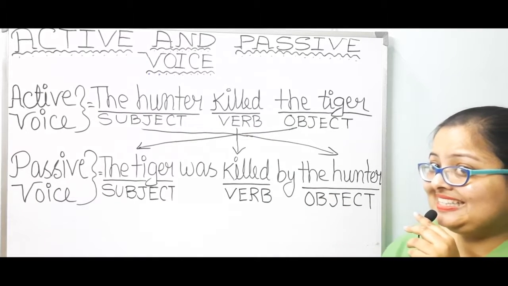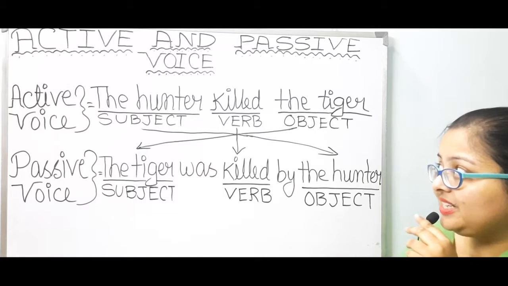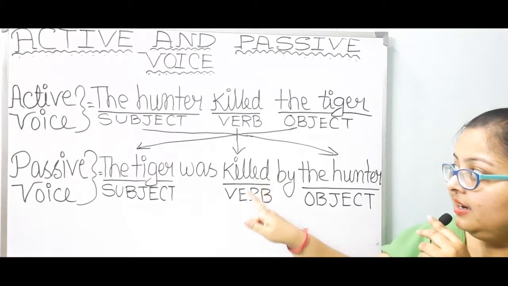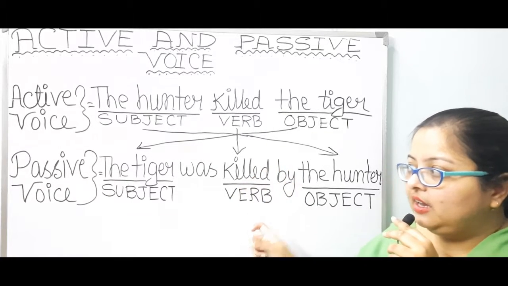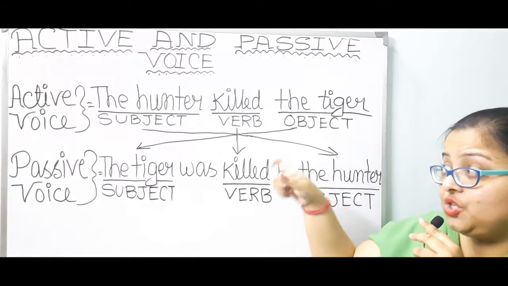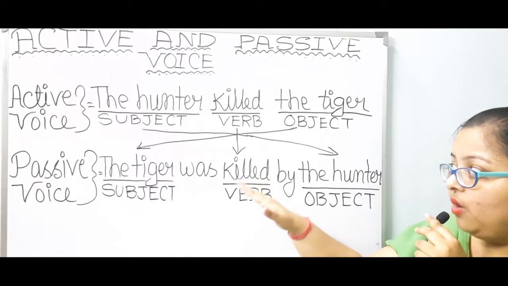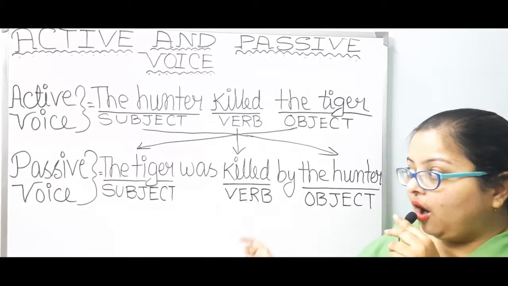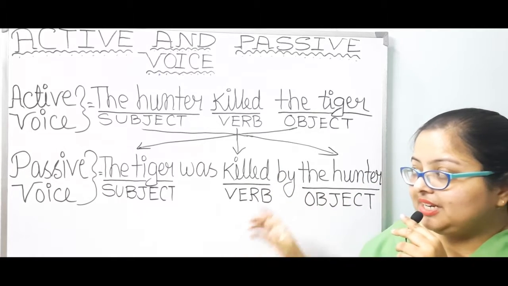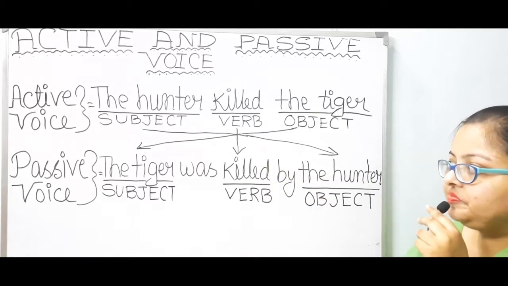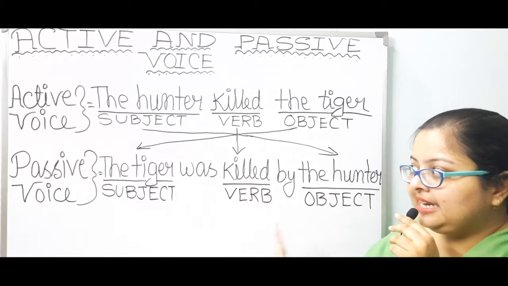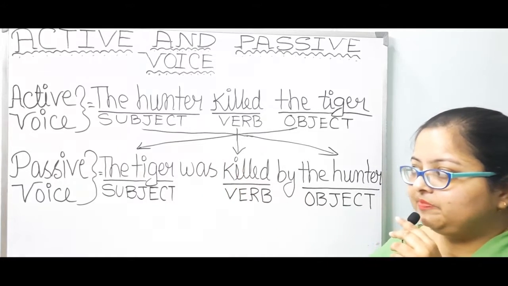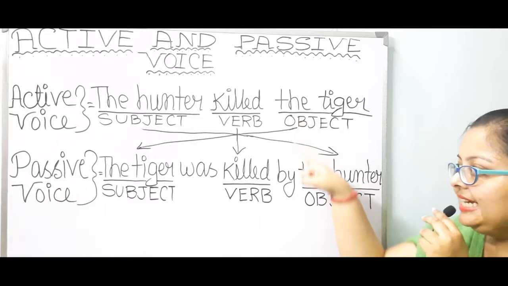So if a sentence is in the simple past tense, specifically in the second form of the verb, then was or were has to be added. While a sentence is changed from active to passive voice, was or were has to be added after the subject. So was, according to the need of the subject, is put, and then killed is in its place.